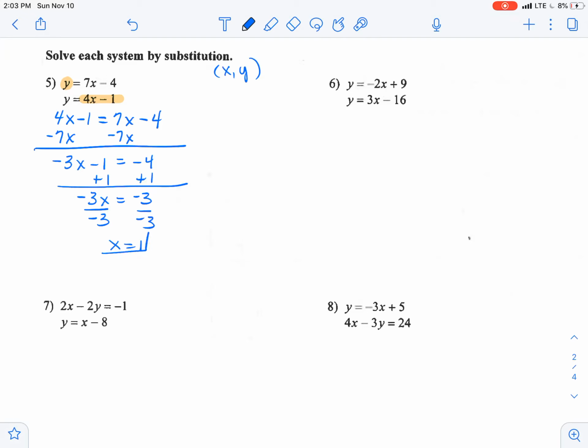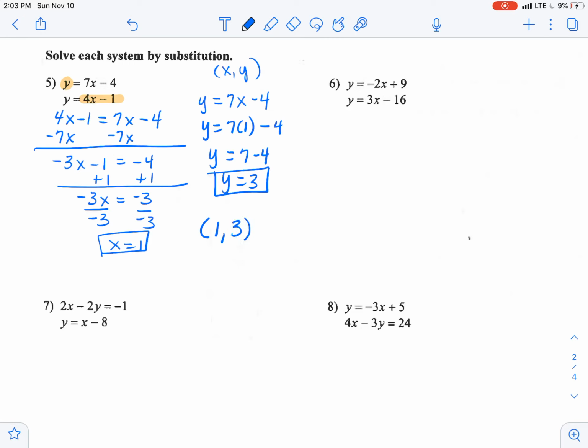So I know that x is 1, so I'm going to go back up to my original equation, and you could actually do either equation. I'm just going to do the top one. And I'm going to put a 1 in for the x because that's what that said, and I'm going to simplify. And so y is 3. And so the way you write this is as the point (1, 3) as your final answer.